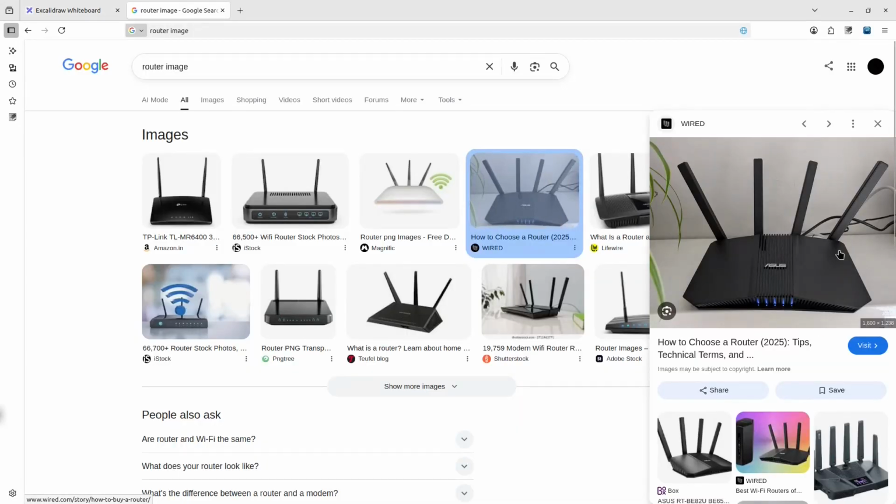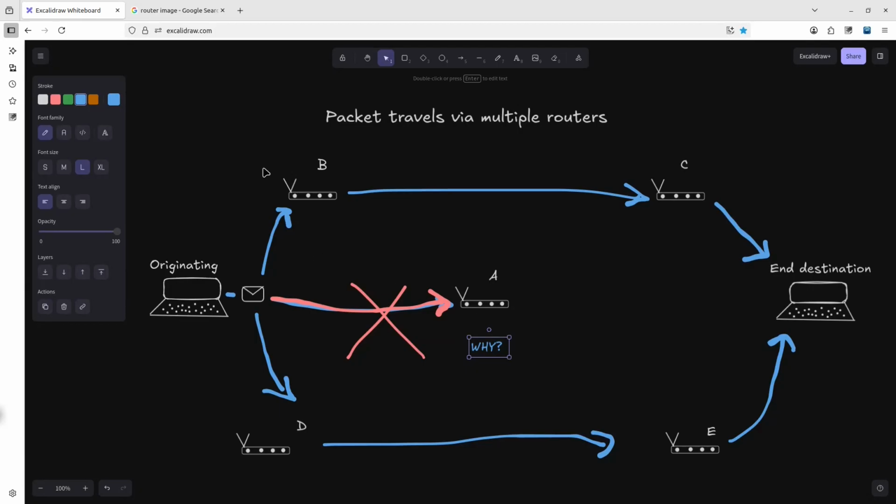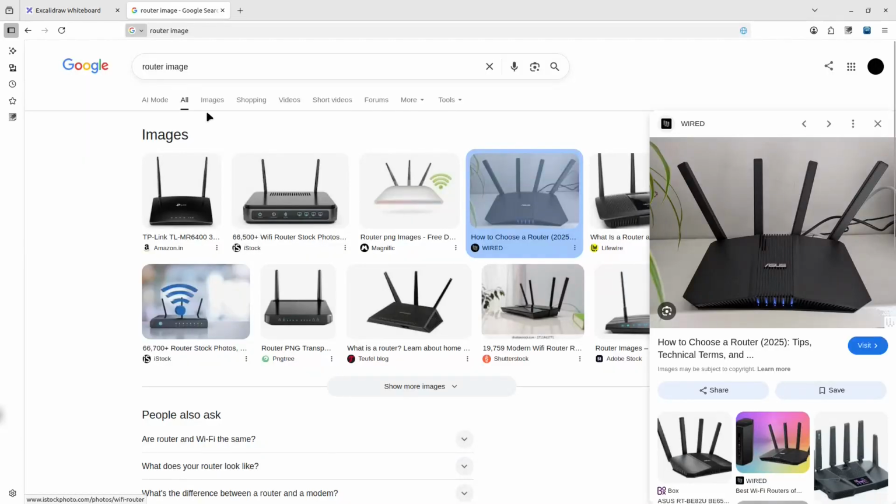Also, for your reference, this is what a router looks like. Okay, this is an ASUS router. This is what it looks like. That's why I made the diagram the way it is. It's like this.